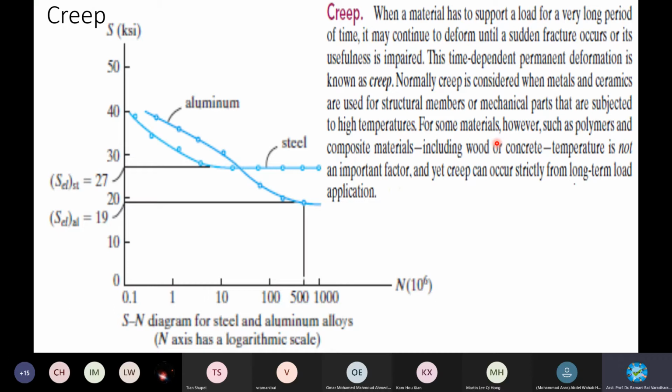When the material is repeatedly loaded for a certain duration of time, it will be subject to what is called creep. I read from here: time-dependent permanent deformation is known as creep. Normally, creep is considered when metals and ceramics are used for structural members or mechanical parts that are subject to high temperature. Another effect is the temperature effect. When it is running for long, you have to account for temperature effects as well. For some materials, however, such as polymer and composite materials, including wood or concrete, temperature is not an important factor, and yet creep can occur strictly from long-term load application.